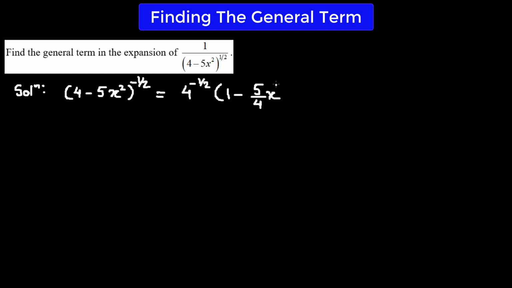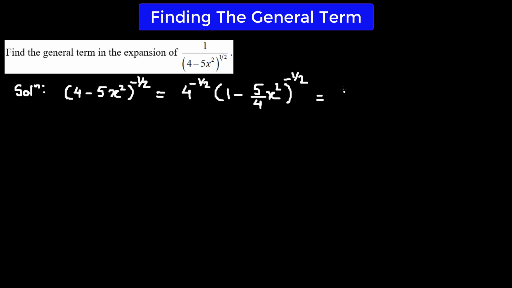In this particular question, we are given an expression, and we have to find the general term. First, let us begin by simplifying the given expression, which could be written as (4 - 5x^2) raised to the power of negative half. What we have done is taken the expression in the denominator to the numerator. Now we're going to factor out the number 4. So we have 4 raised to the power negative half times (1 - 5/4 x^2) raised to the power negative half.